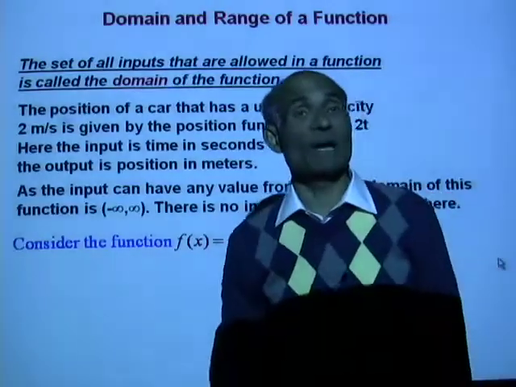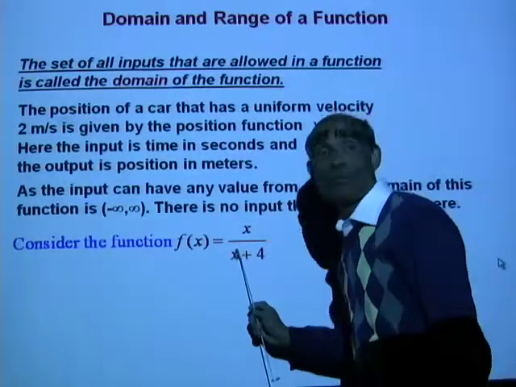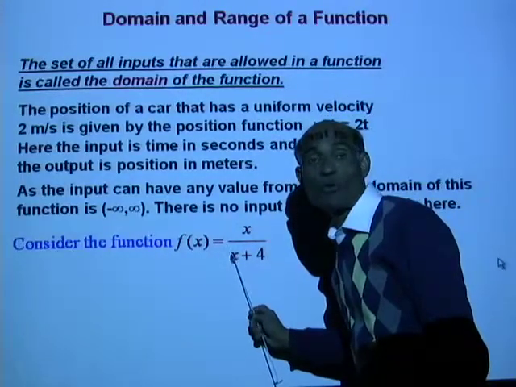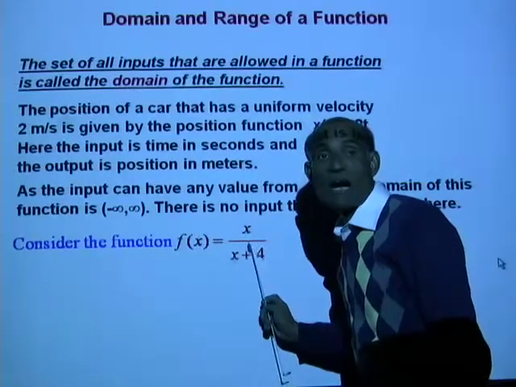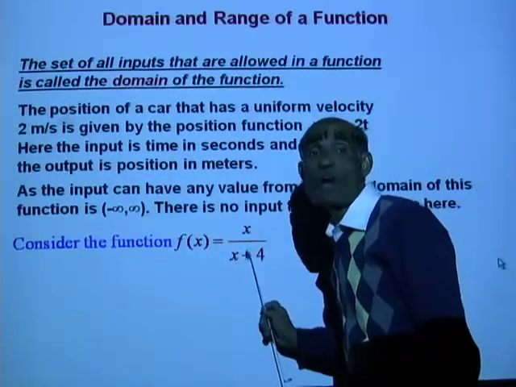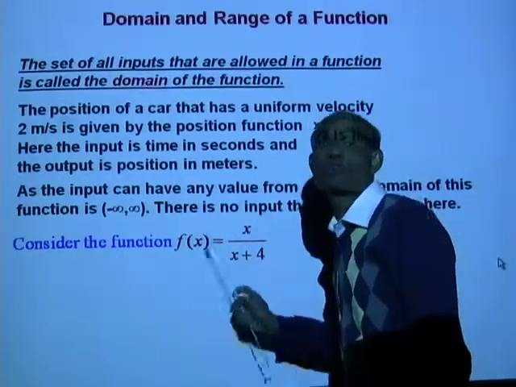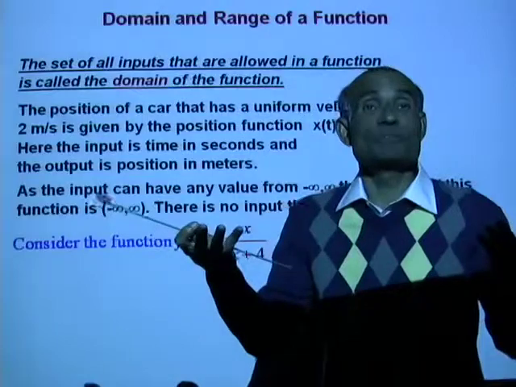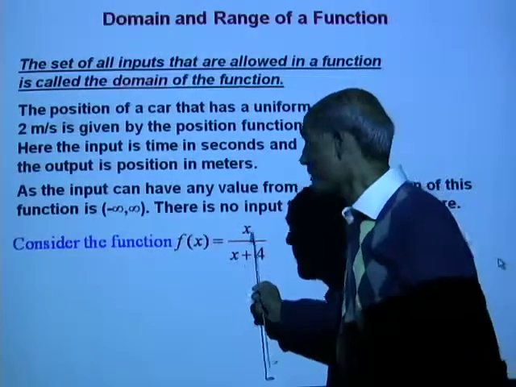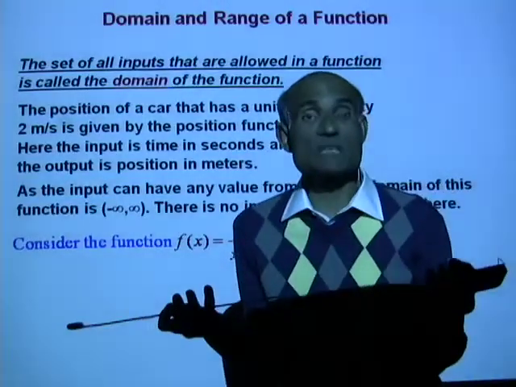There is a little problem here. What is that problem? When x equal to negative 4, negative 4 plus 4 equal to 0, and a 0 on the denominator of a quantity does not give you any meaningful output. You see, x divided by 0, we don't know what it is.